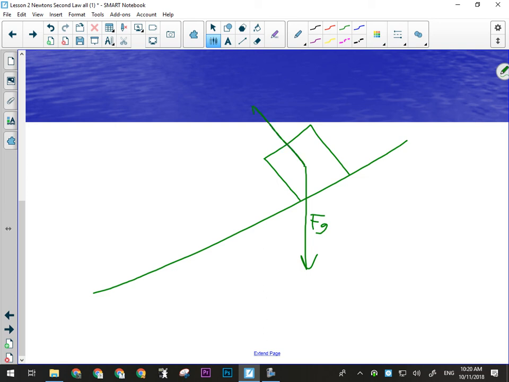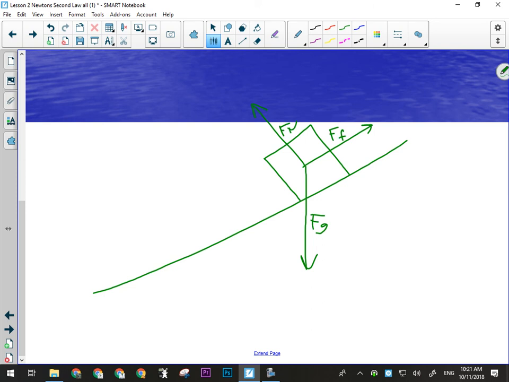The table can only push perpendicular. And now that number is not going to be the same as the force of gravity. It's going to be less. It was only equal to gravity because they were directly opposed. Now it's going to be less because what's this object going to want to do? It's going to want to slide down the surface. If there's friction on this surface, then friction would go this way. So we'd have the force of friction.